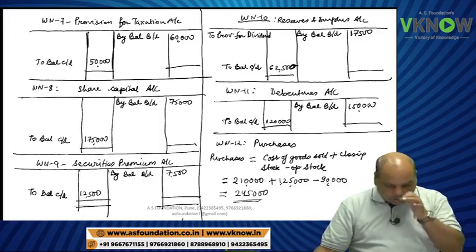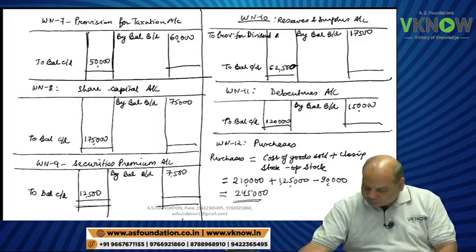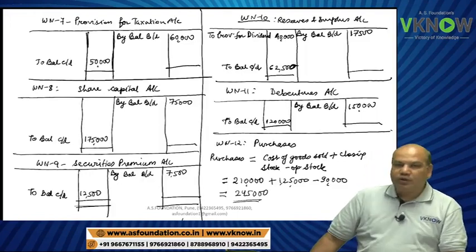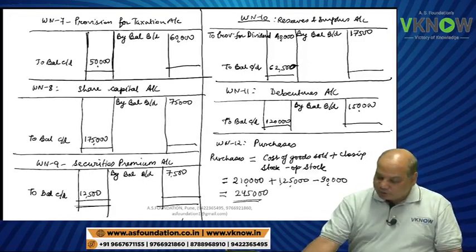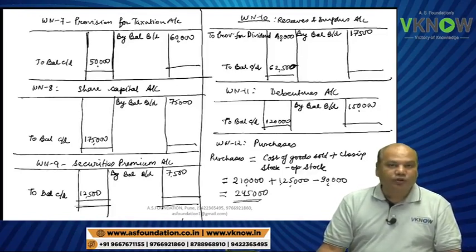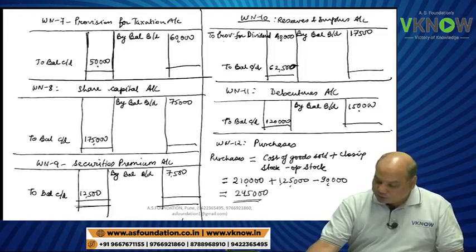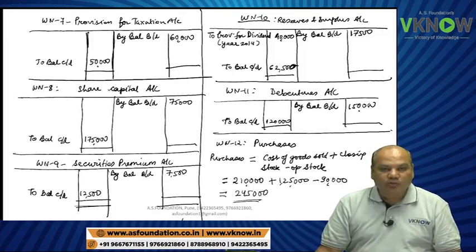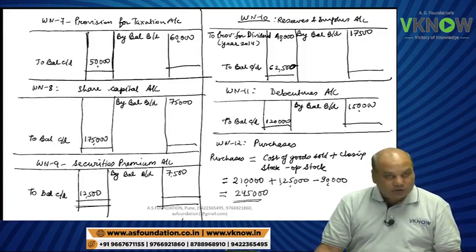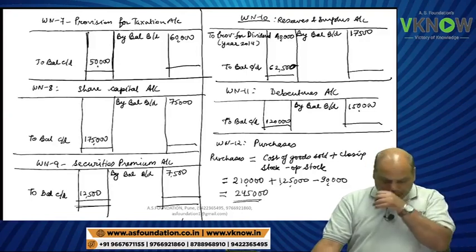To provision for dividend 40,000. In bracket you can write year 2014. This is related to year 2014. So reserve account debit, provision for dividend account credit. Done. So this completes our liability side.